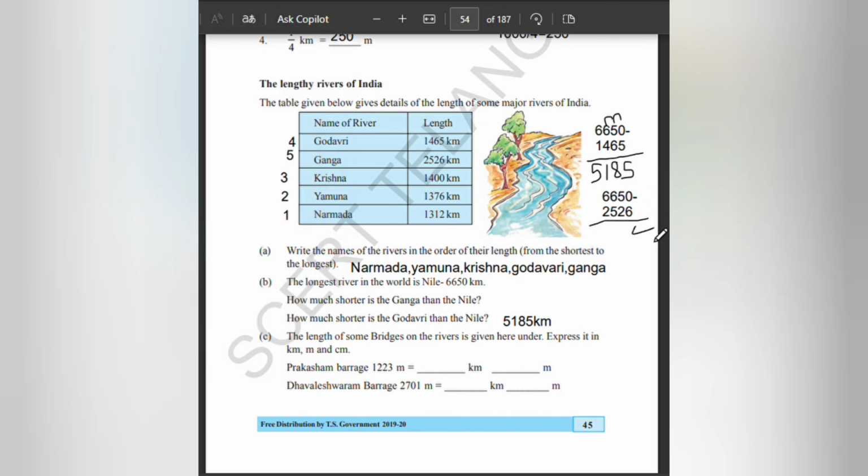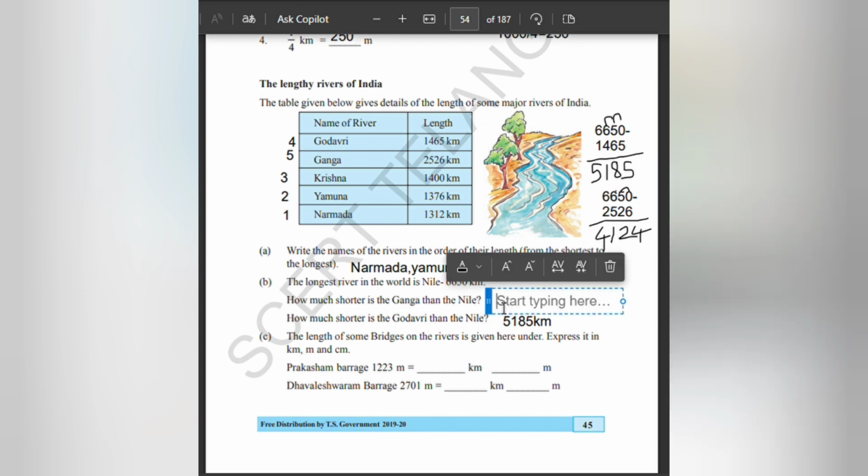10 minus 6, it is 4. Borrowing 1 from here, it becomes 10. Now it is 4. 4 minus 2 is 2. 6 minus 5 is 1. 6 minus 2, it is 4. So 4124. So write here as 4124.